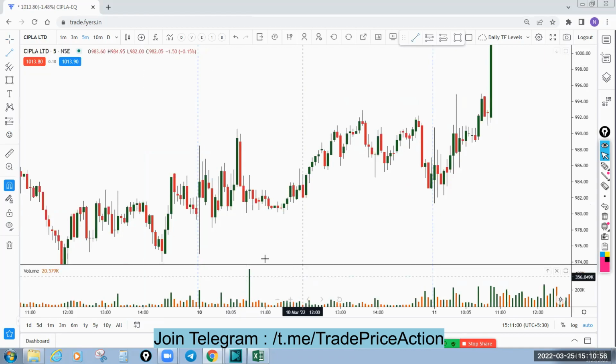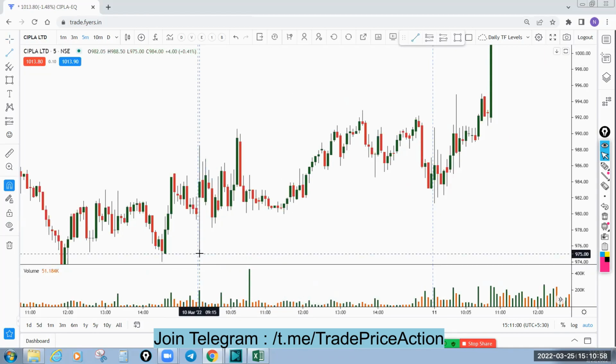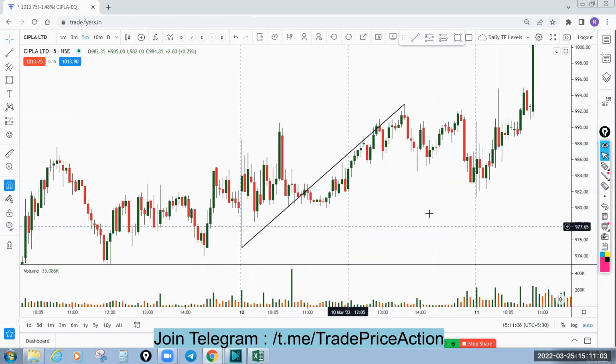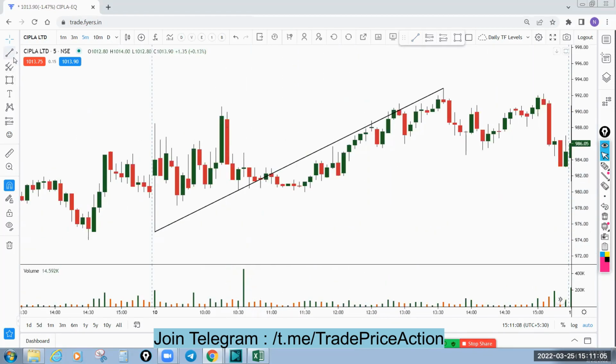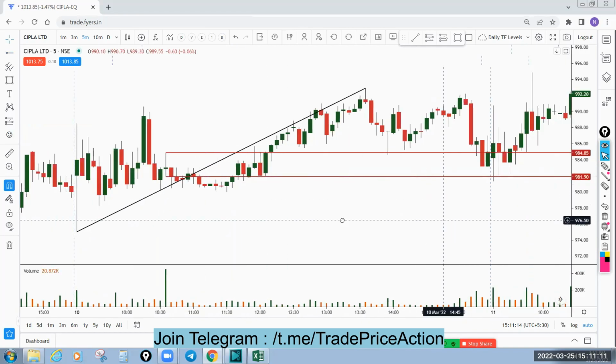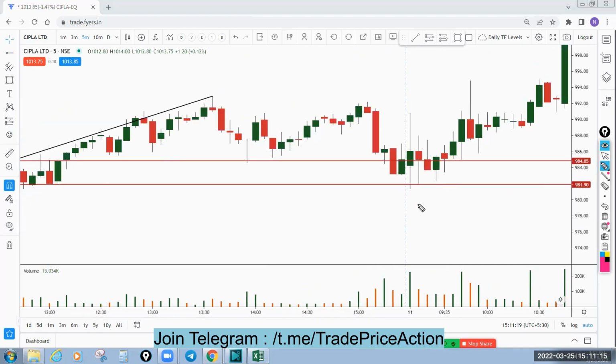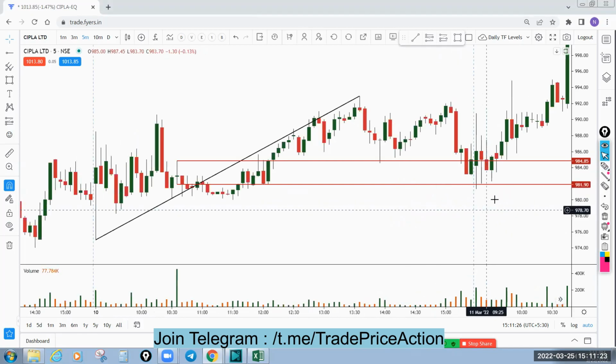On this day, 10th of March, it made the low first and then the high. This was the important candle. So I will mark the high and low of this candle. See the reaction. Exactly at 981.90. So this is the method. Hope you understood. Thank you.